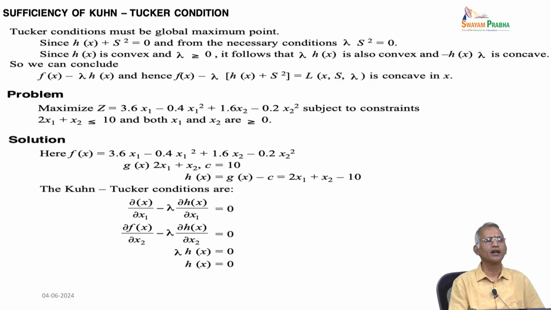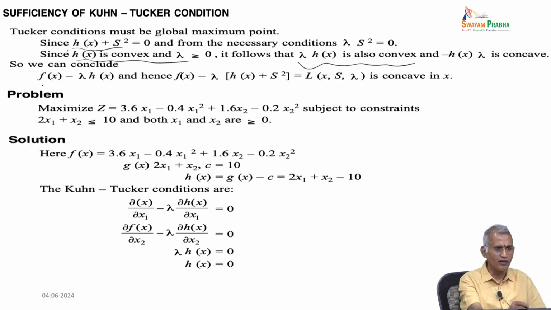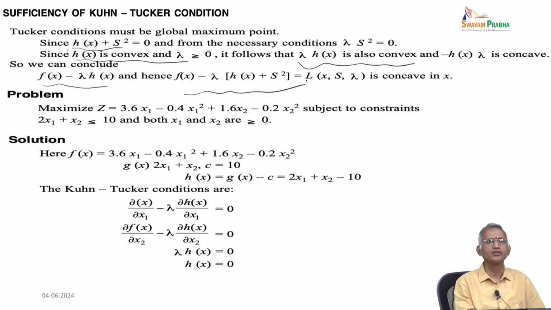Now, the sufficient condition for Kuhn-Tucker is that the Kuhn-Tucker point must be a global maximum point, and h of x plus s squared is 0. Then the necessary condition holds for lambda s squared equal to 0. If h of x is convex and lambda is positive, then lambda into h of x is also convex. If negative h of x lambda is concave, so we conclude that f of x minus lambda into h of x, and hence f of x minus lambda into h of x plus s squared, equal to L of x, s, lambda, is concave in x.